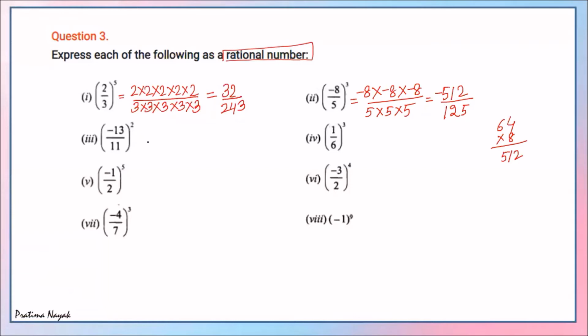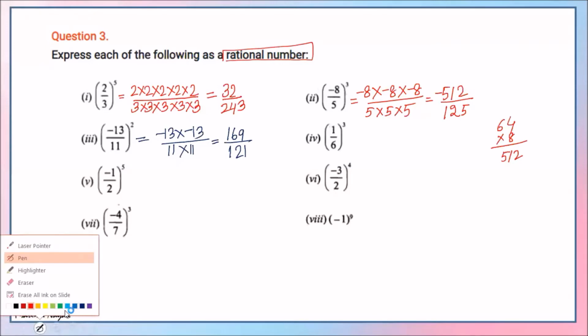Now the third one. This will be minus 13 multiplied by minus 13, and 11 multiplied by 11. So when a negative is multiplied 2 times, it will be positive. And 13 into 13, if you multiply, is 169. And 11 into 11 is 121. So this is the answer of this question. This is your third part.